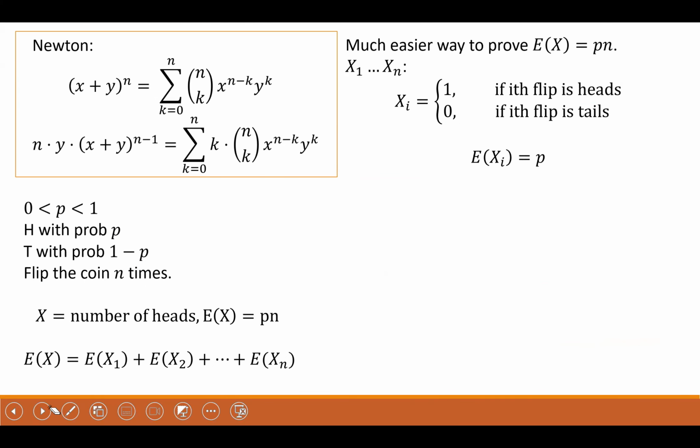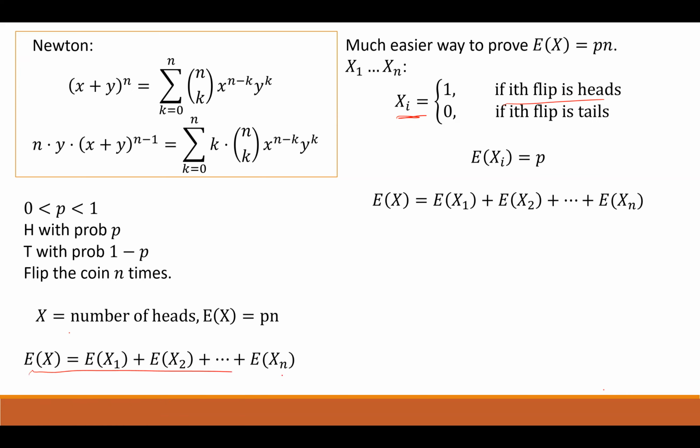So I know the expected value of these indicator random variables, these variables that are indicating whether this flip was heads or tails. And previously I determined that my expected value of x is equal to the sum of the expected values. Each of these has the same probability P, and I have n of them. So when I add them up, I get n times P.